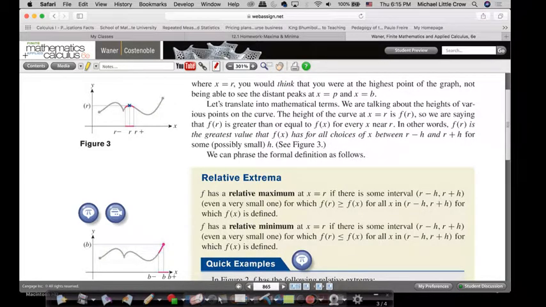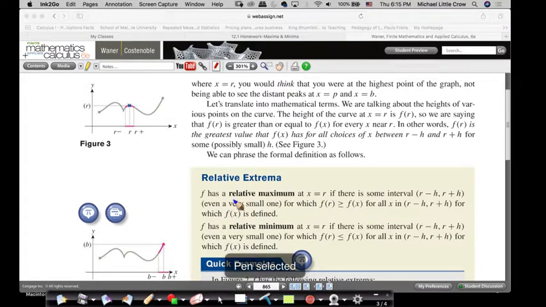So here's the definition for what we're going to refer to as relative extrema. Extrema just means extremes, the highest and the lowest. And relative just means that it doesn't mean it's the highest high or the lowest low, but relative to the stuff around it, it's a high point.